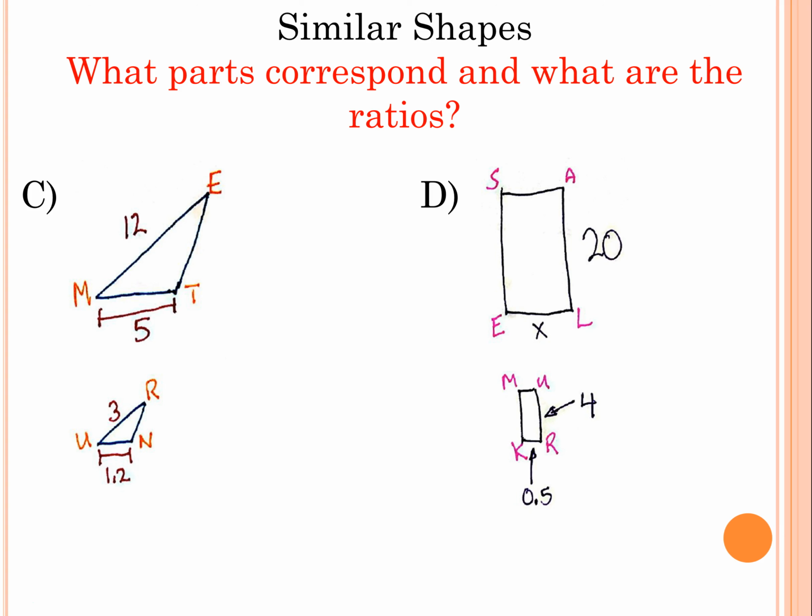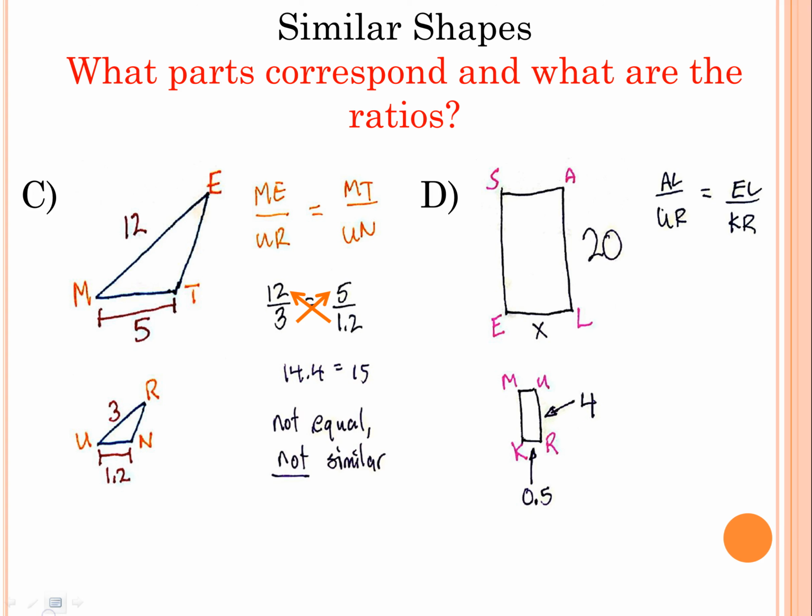So let's take a look at what your work should look like. ME over WU or UR. Okay, so there we go. All right, substitute some numbers in, MT and UN. We're going to multiply and we're going to compare those ratios. And I've got 14.4 is equal to 15. And if you said that's not equal, yeah, you're right. They're not similar. All right, so let's take a look at the other one.